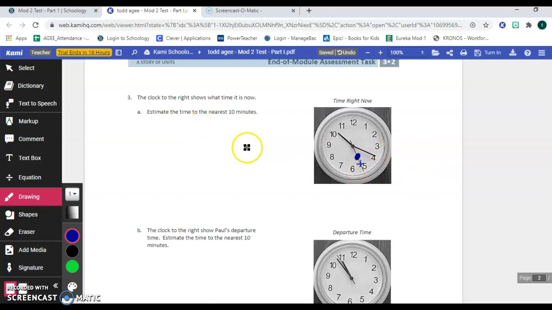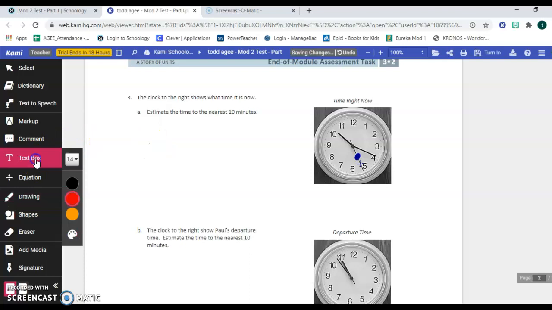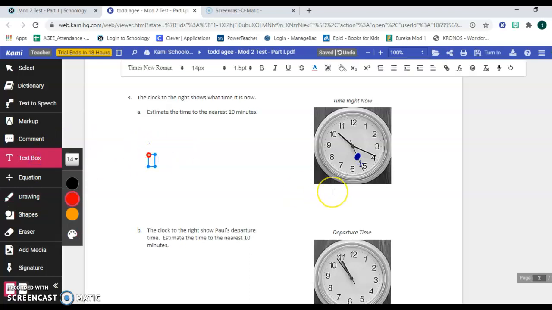So it doesn't ask you to write the exact time. What it asks you to do is to estimate the time to the nearest 10 minutes. So what I would do if I were you is I would open the text box feature. I would write the actual time first. Okay, so like this, the hour and the minute, and then rounds to, and then put the estimated time to the nearest 10 minutes.